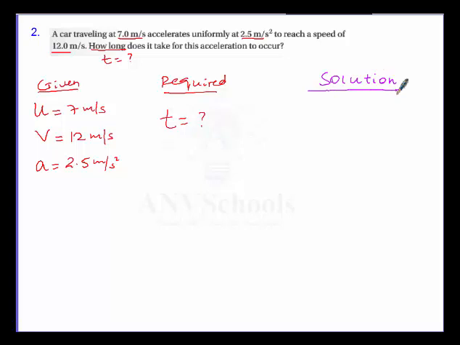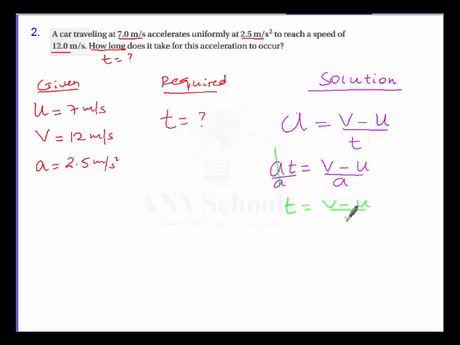Let's use the definition of acceleration. Acceleration is defined as the rate of change of velocity, that is final velocity minus initial velocity divided by t. Now let's make t the subject of the formula. Cross multiplying, a multiplied by t is equal to v minus u. Divide both sides by a to find t, so that the a's cancel each other. Then t is equal to v minus u divided by a.